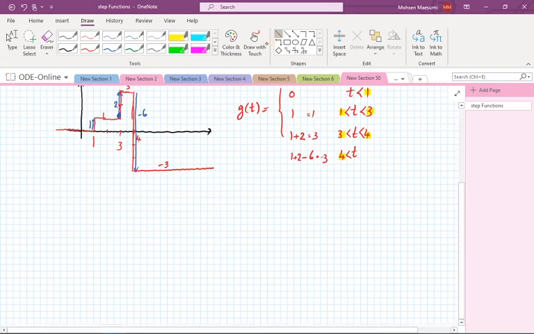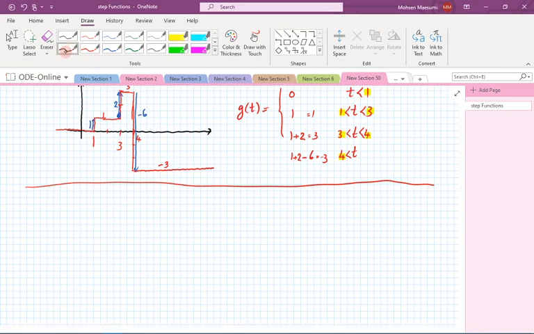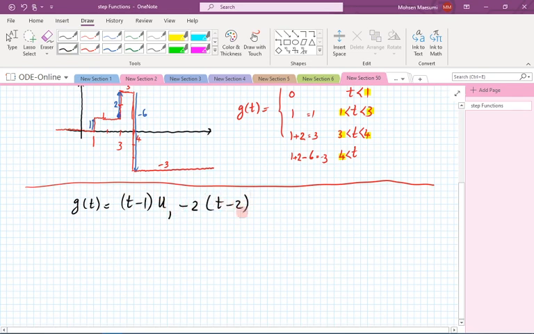So our next question here is, suppose I have, say, g of t is equal to t minus 1 u sub 1 minus 2 times t minus 2 u sub 2 plus t minus 3 u sub 3. And the question again is, well, what's the graph of this?